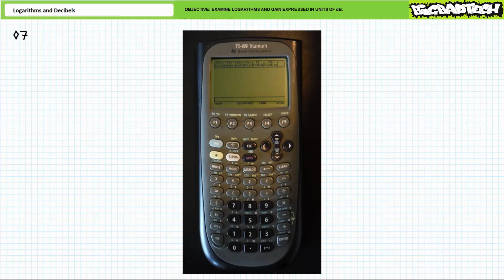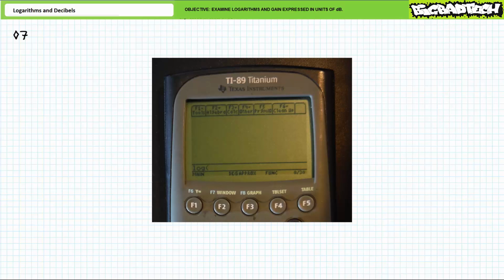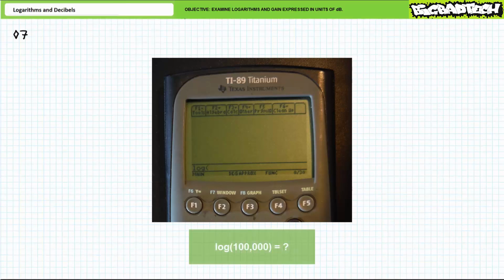To perform the common log function on the Texas Instruments TI-89 Titanium Edition Scientific Graphing Calculator, one can look up the log function in the catalog, or simply press the light green diamond key followed by a 7 for a shortcut. The calculator says log, followed by an open parentheses. Let's say we want the common log of 100,000, which is asking the question, to which power do I need to raise the assumed base 10 to get the number 100,000?